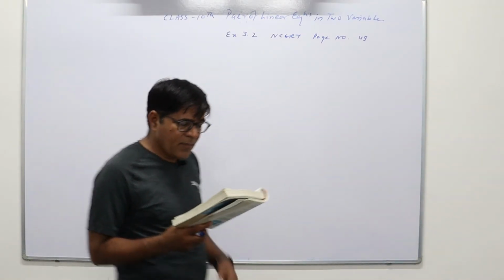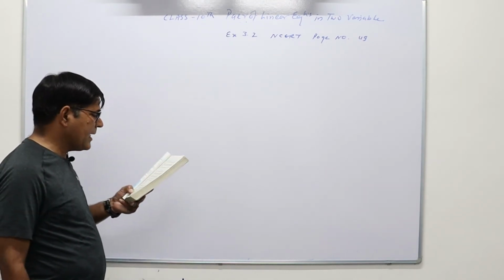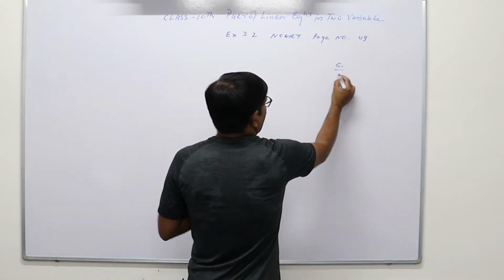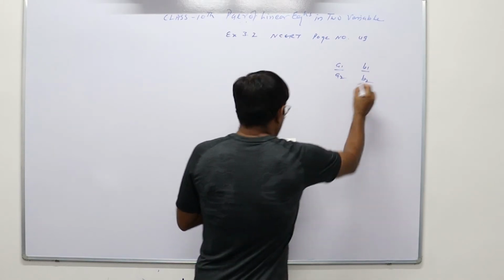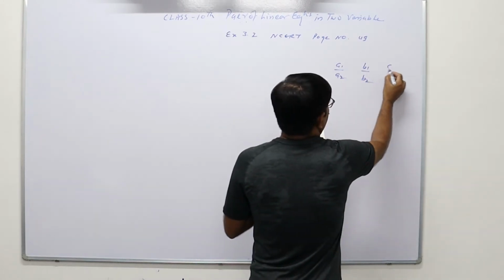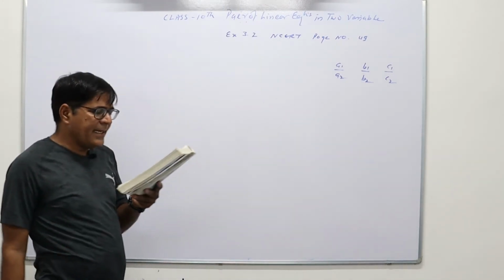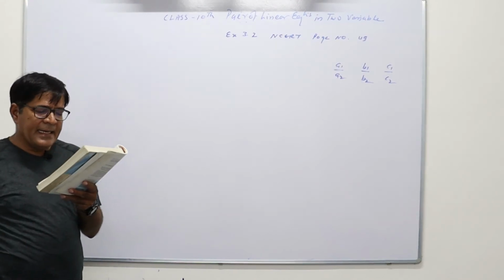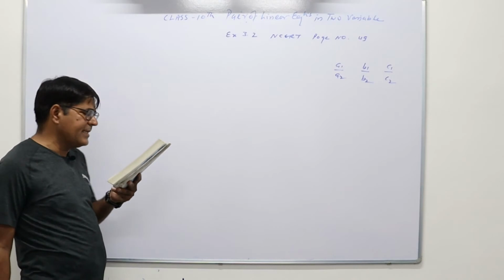Question number second. On comparing the ratios a1 upon a2, b1 upon b2 and c1 upon c2, find out whether the lines representing the following pair of linear equations intersect at a point, are parallel or coincident.